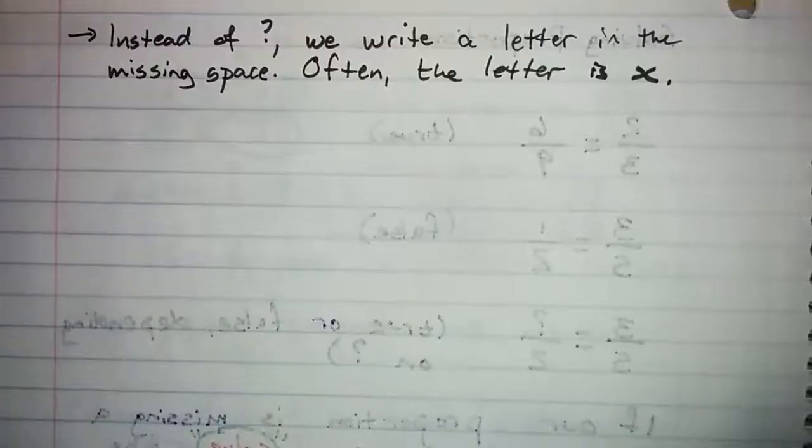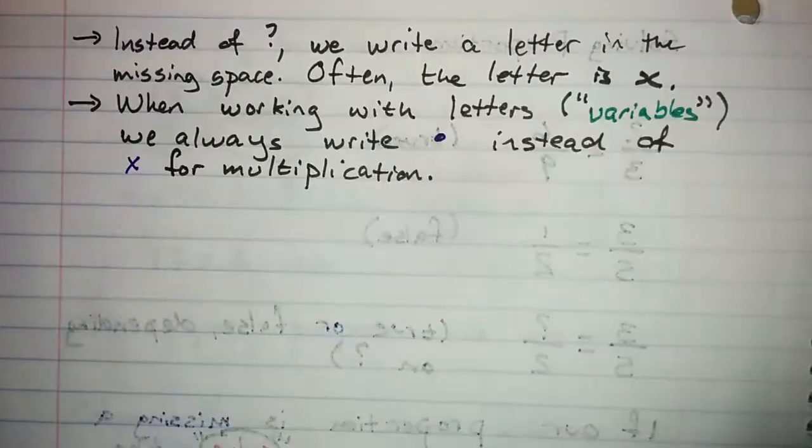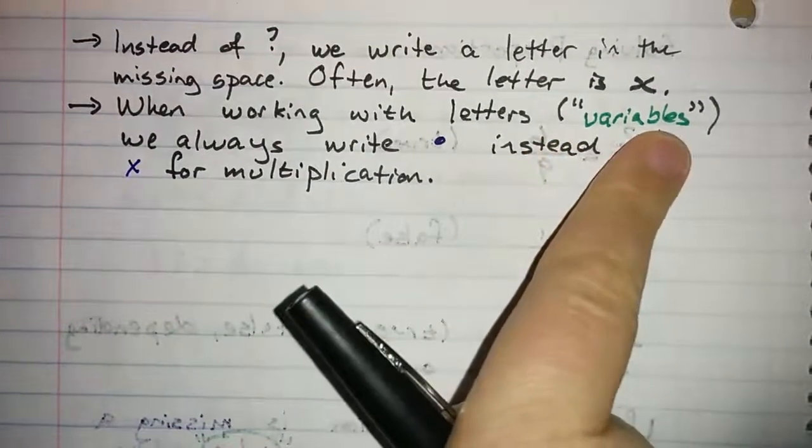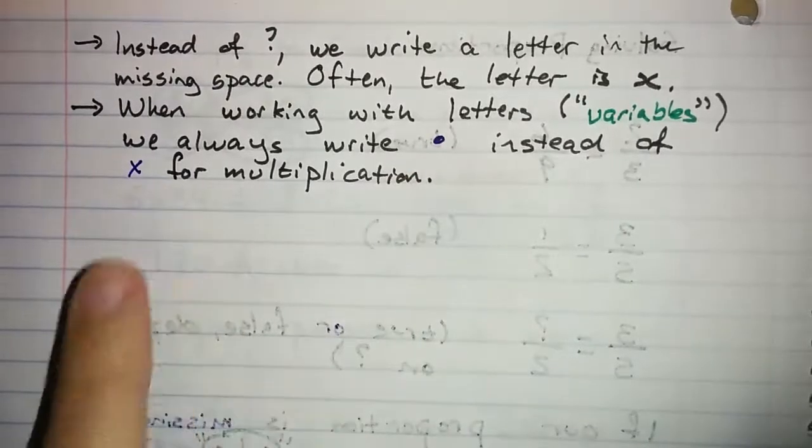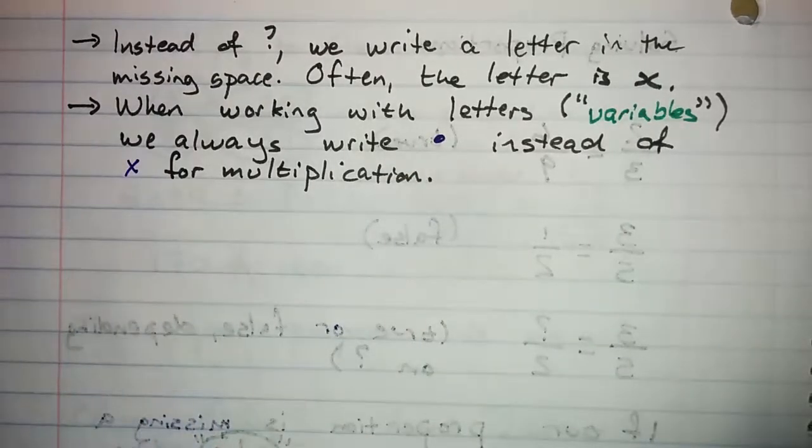Oh, but we have a little problem here, don't we? If we're writing the letter X in our math expressions, that looks an awful lot like a times sign, doesn't it? Whenever we're working with letters in our math, that is, whenever we're working with variables, we'll always use the dot instead of the little X for our multiplication sign.